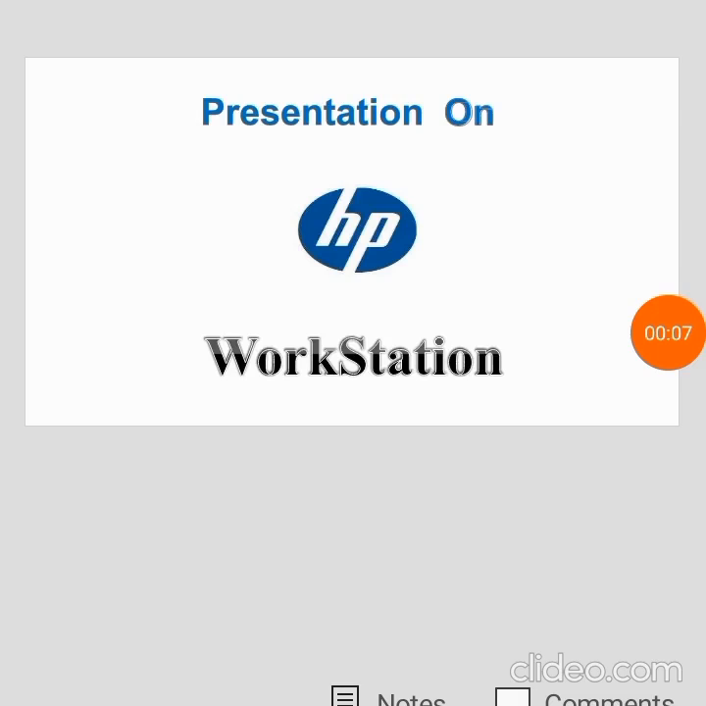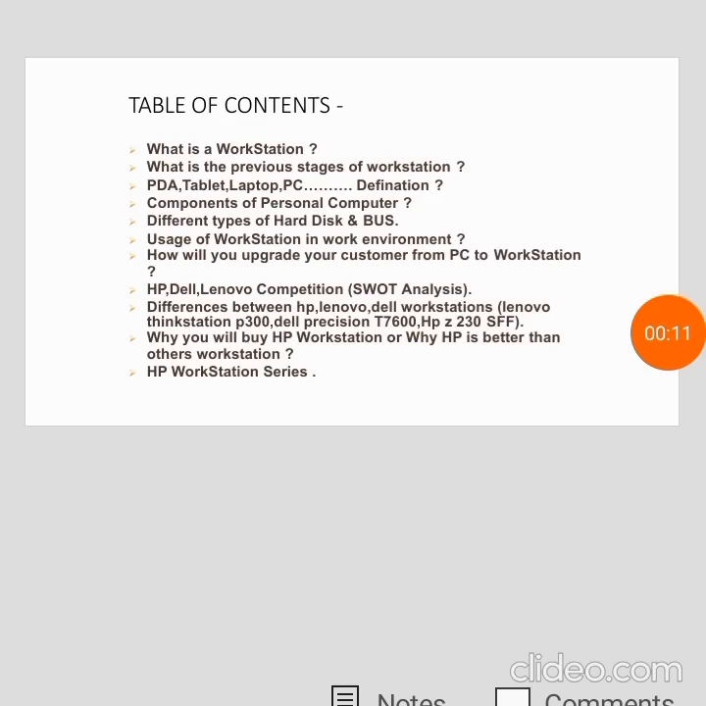So basically my presentation is on the topic of HP workstations. So let's have a look at the table of contents which we are going to study today. We will first know what a workstation is and their previous stages. We will then know about PDAs, tablets, laptops, PCs, etc. And we will have further details on the hard disk and bus, workstations in the work environment, Dell and Lenovo competitions, etc., and other workstations, the HP workstation series.